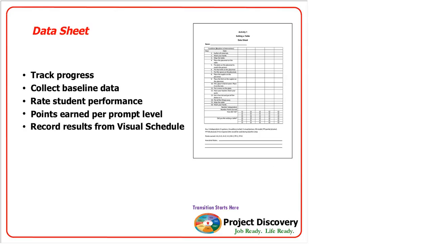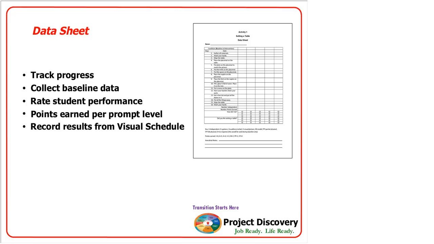And then you'll see the data sheet. This is maybe a little bit bigger, so I'll walk you through it. It says, number 1, gathers all materials. So you're going to select your prompt level. On this data sheet, it says independent, gesture, auditory verbal, visual picture, model, partial physical, full physical, or they could do a no response. If you wanted to take away some of these prompt levels, that is completely fine. You would just need to adjust your points.